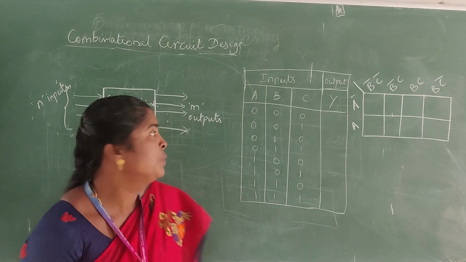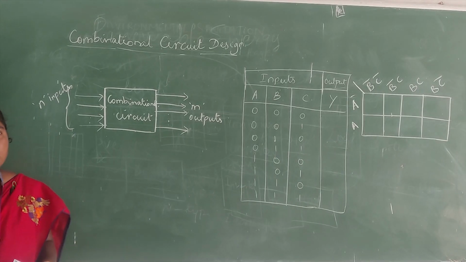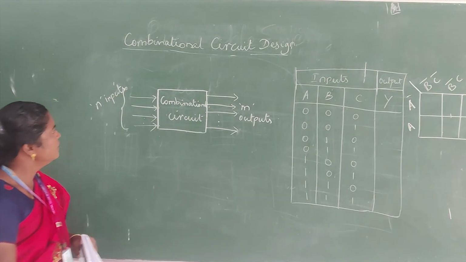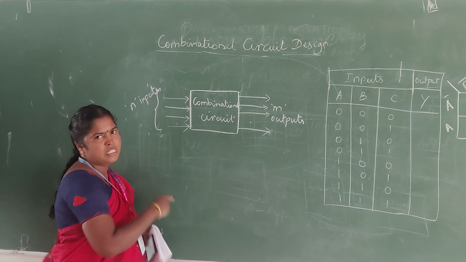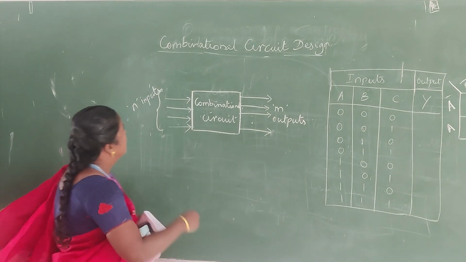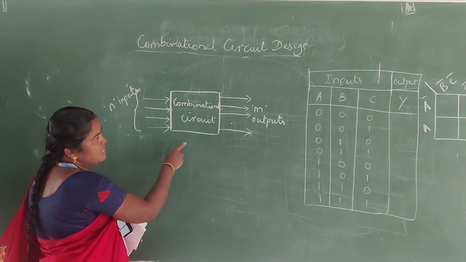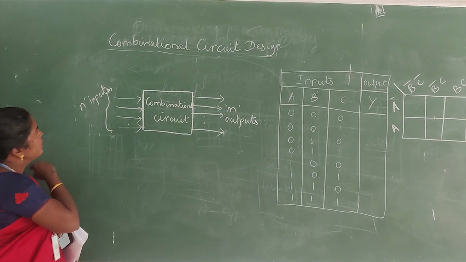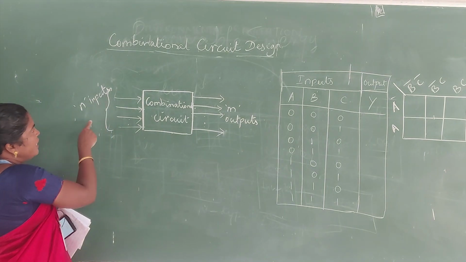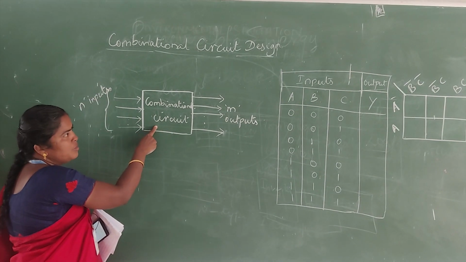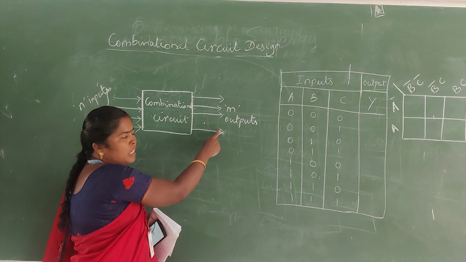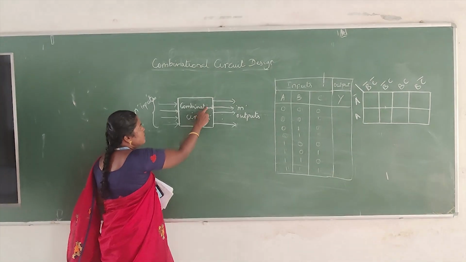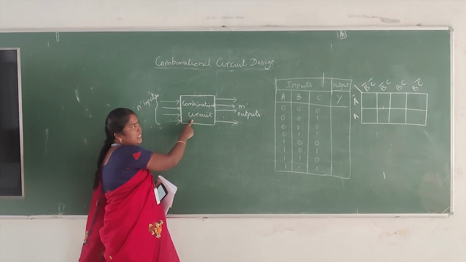Now we are going to design a combinational circuit. What is a combinational circuit? A combinational circuit is a digital circuit with zeros and ones as input. The digital circuit produces output that depends only on the present input. For example, we give n inputs to the combinational circuit, and it produces output. That output depends only on the present input. The combinational circuit consists of logic gates.